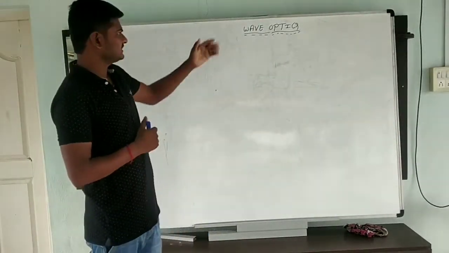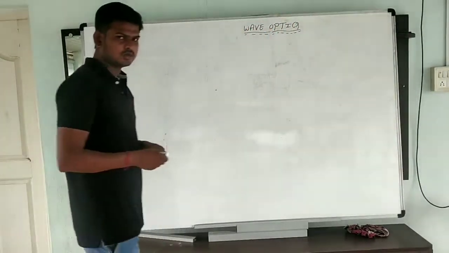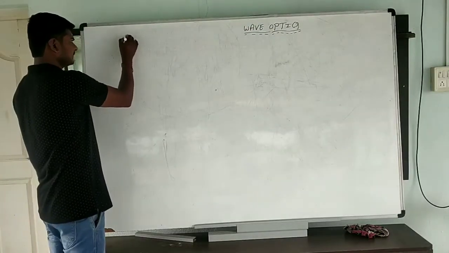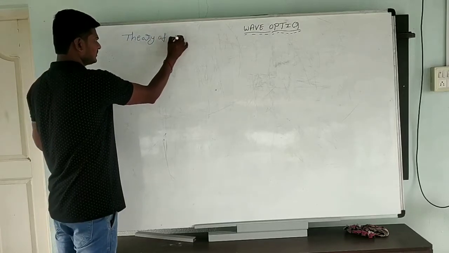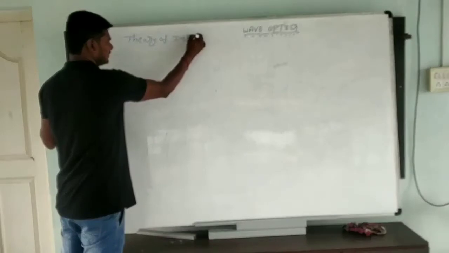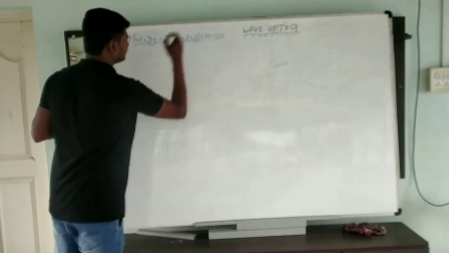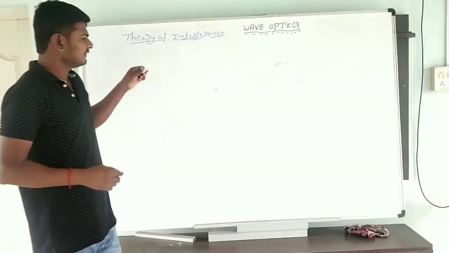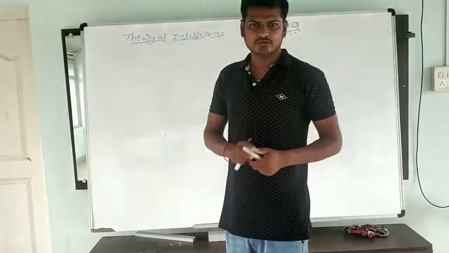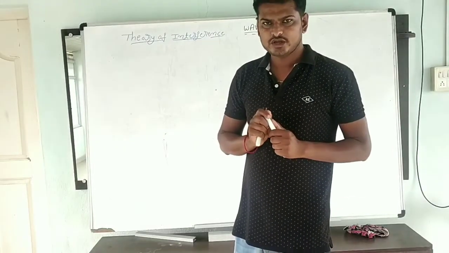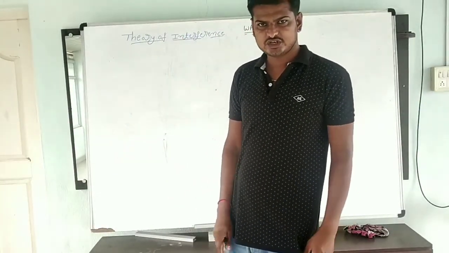This is our 6th class of the wave optics chapter. In this chapter, we will discuss the theory of interference. In the theory of interference, they will ask 5 marks questions. Give the theory of interference and arrive at the condition for constructive and destructive interference.